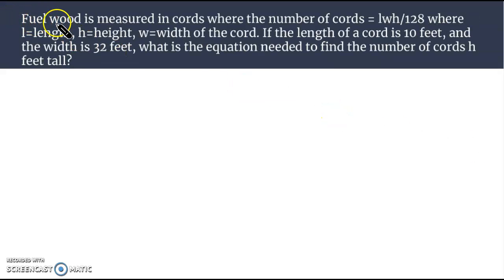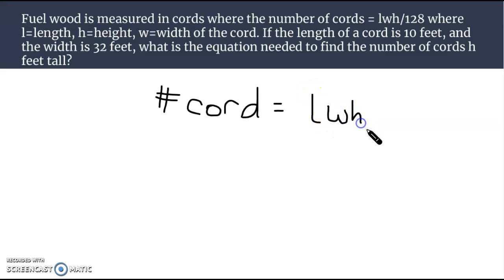Okay, a little complicated here. Fuel wood is measured in cords, where the number of cords equals LWH divided by 128, where L is length, H is height, W is width of the cord. The length of a cord is 10 feet, and the width is 32. What is the equation that we need to find the number of cords H feet tall? Okay, so kind of a weird setup here. Number of cords is equal to length times width times height. We're dividing that by 128.